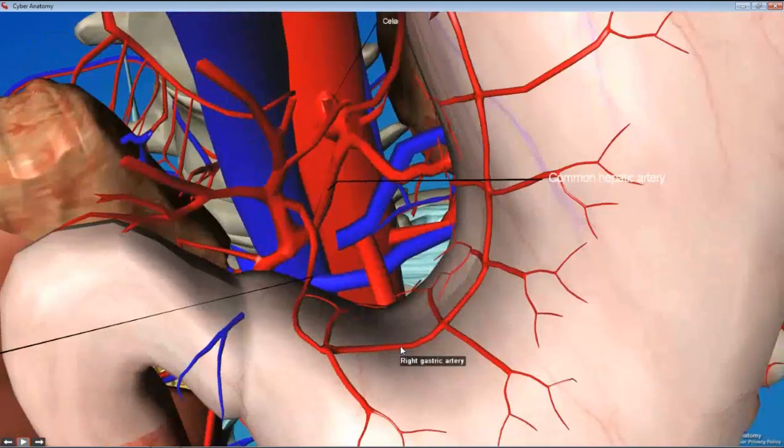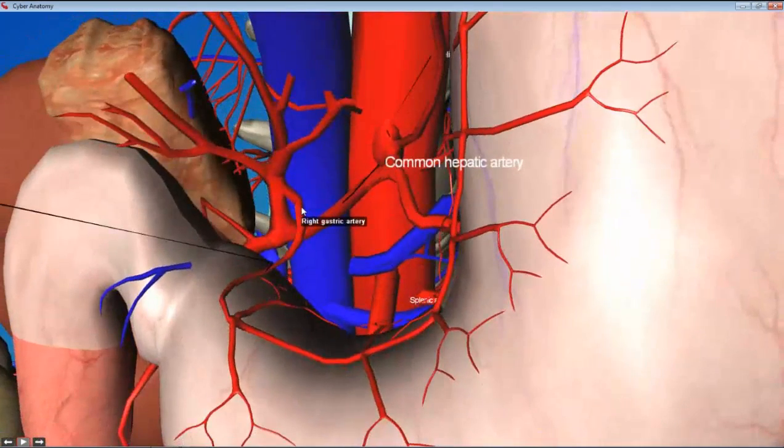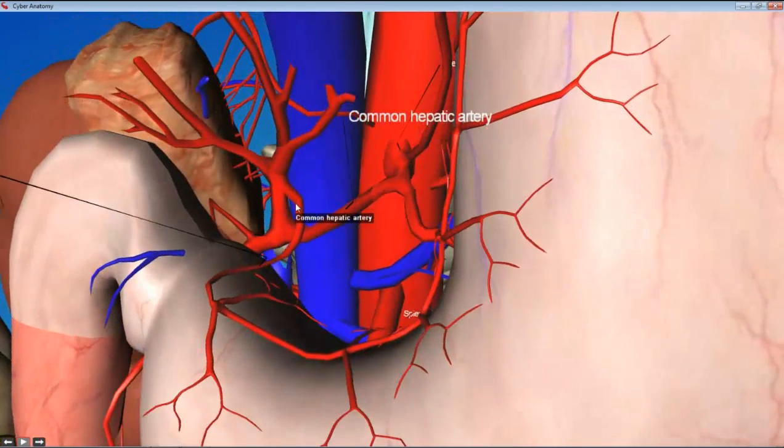And this is a pretty thin one. It's easy to break this as you're working through the connective tissue of the lesser omentum. So exercise caution if you're on the lookout for the right gastric artery.